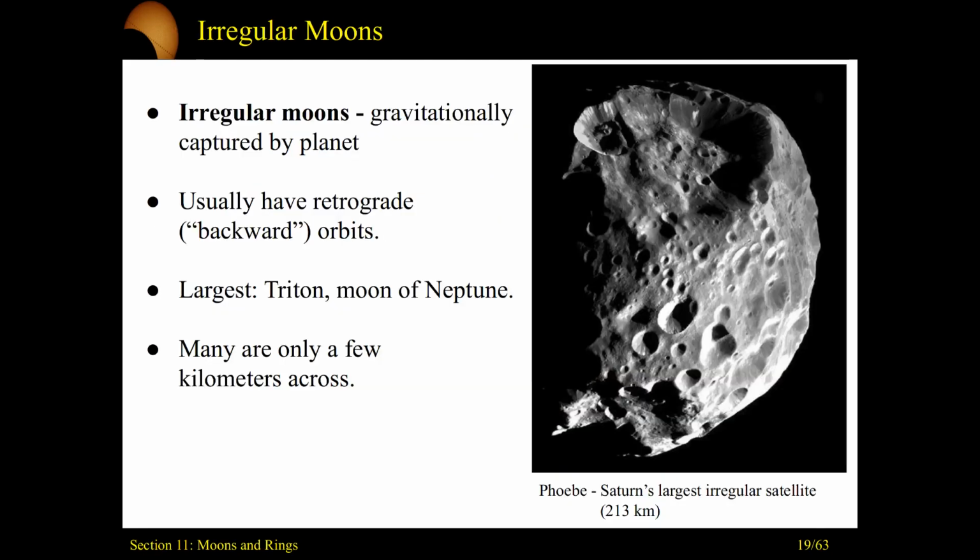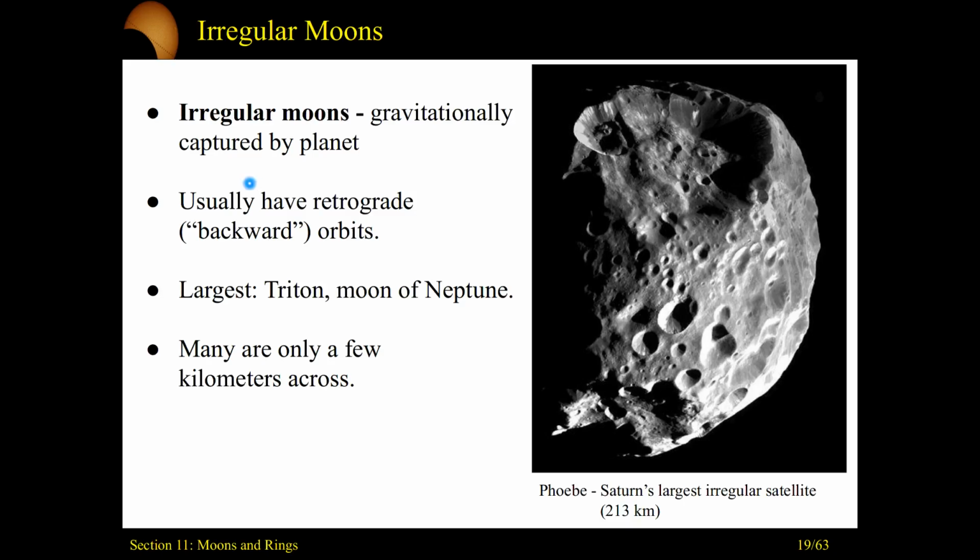Now, outside the regular moons, there are the irregular moons, and these tend to be objects that were gravitationally captured by the planet. They'll look like floating debris of rock that's just floating around in the cosmos. This is Phoebe, Saturn's largest irregular satellite.